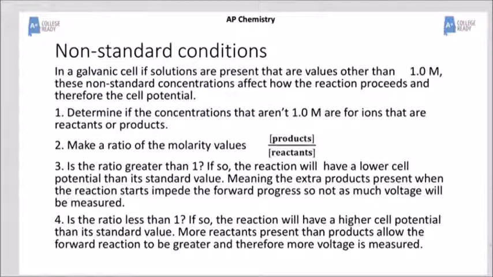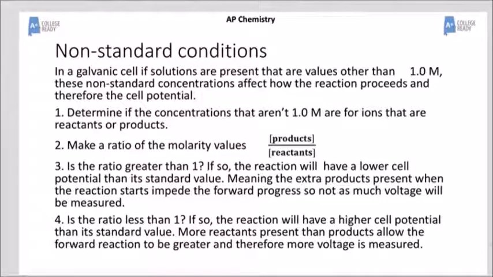I want to take a minute and talk about non-standard conditions. We did talk about that not sign, which designates standard conditions. Well, what if we don't have standard conditions? And for electrochemistry, that's only going to be a situation where we have solutions other than 1 molar.